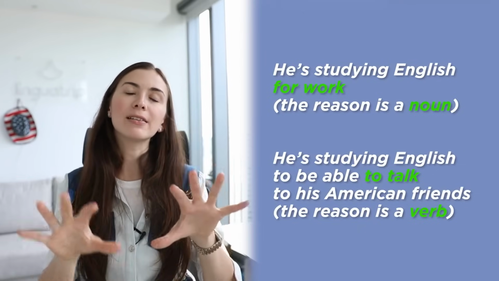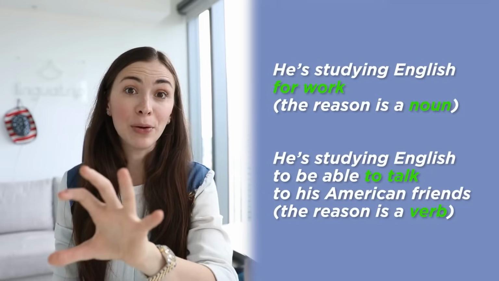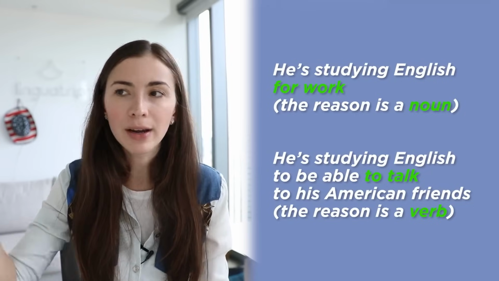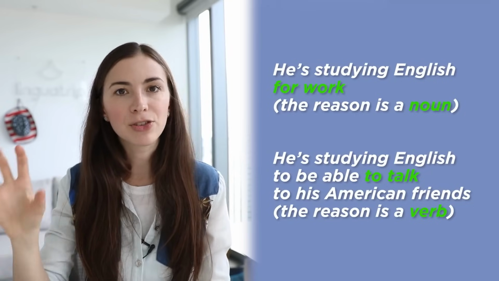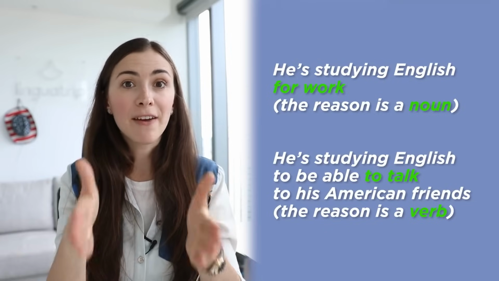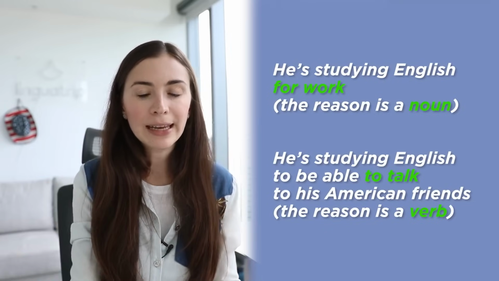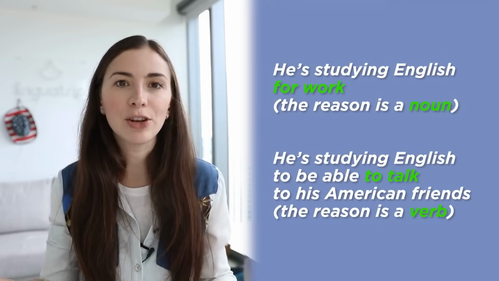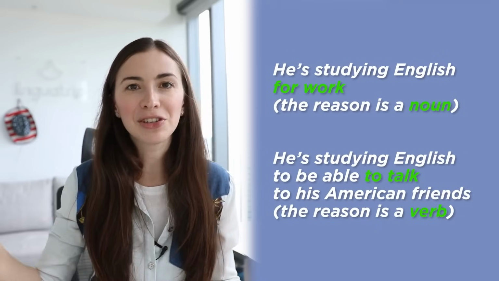So what we've noticed here is that we use "for" with a noun. He learns English for fun. He learns English for work. He learns English for his master's degree. But when we have a verb, we say "to". He learns English to talk to his friends in the US. He learns English to get a job promotion. He learns English to study abroad. See the difference?